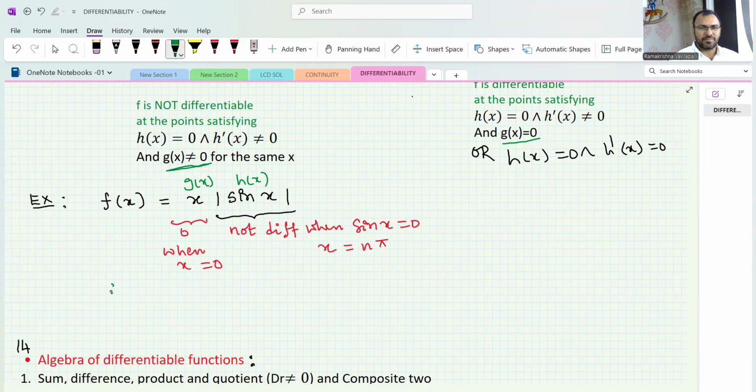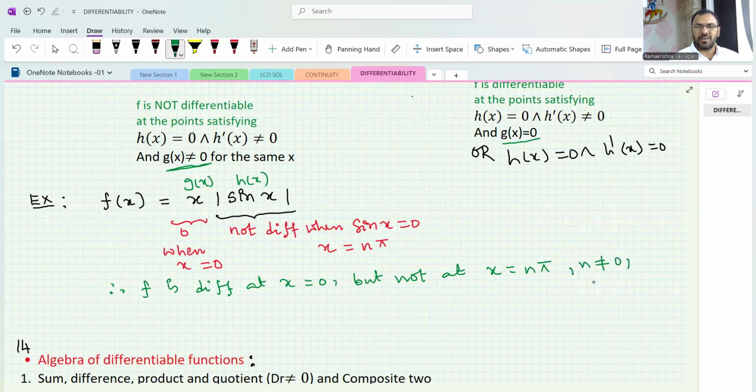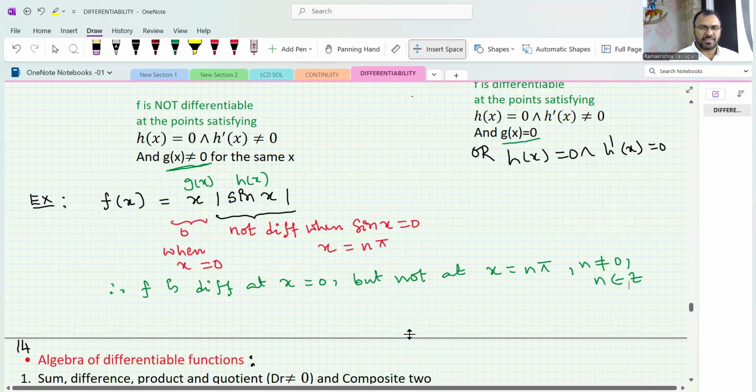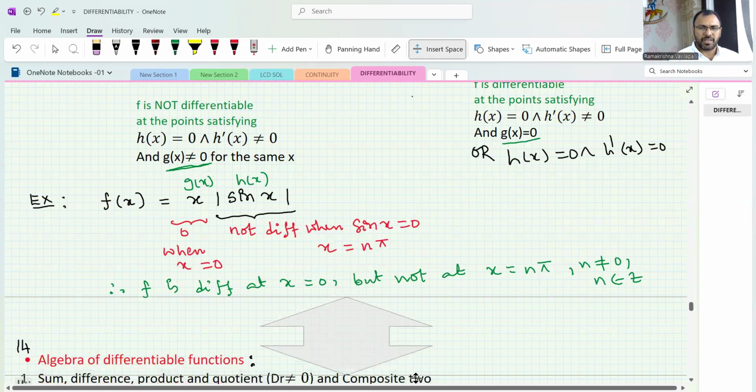So therefore, f is differentiable at x equal to 0, but not at x equal to n pi except 0, where n is not equal to 0, of course, n is an integer. I'll give you one more example to understand this concept fully.